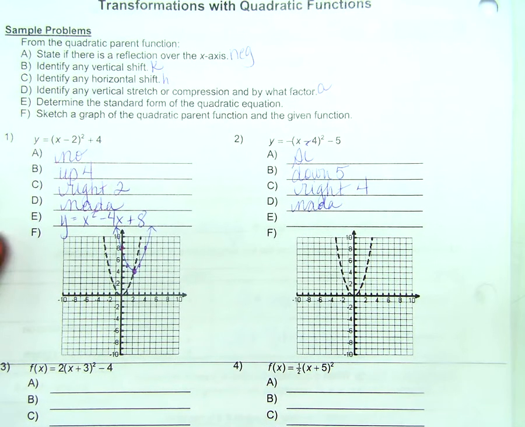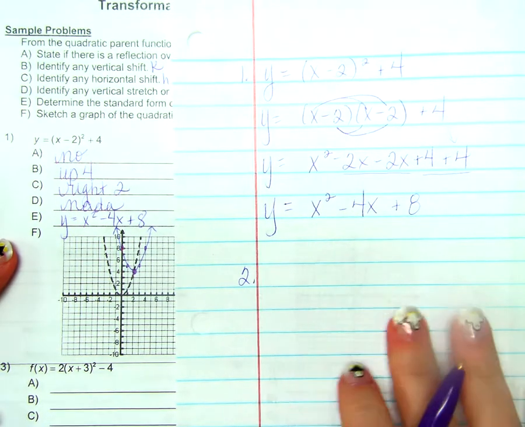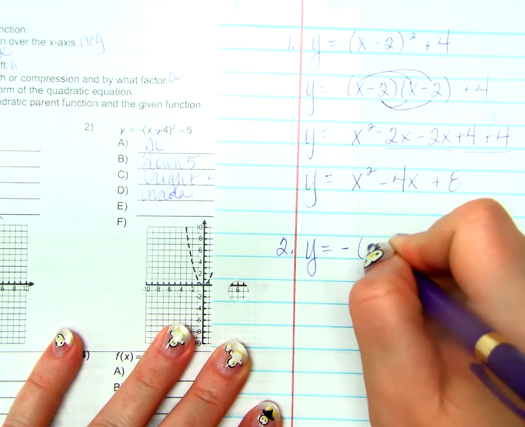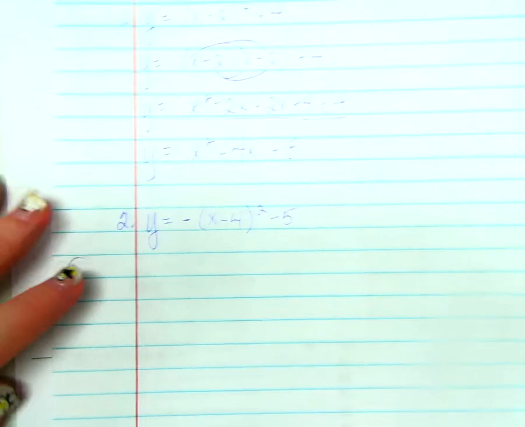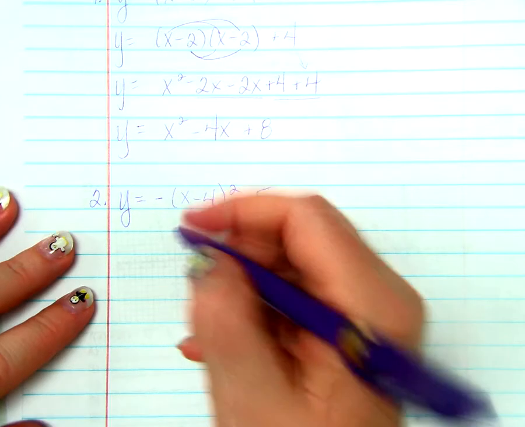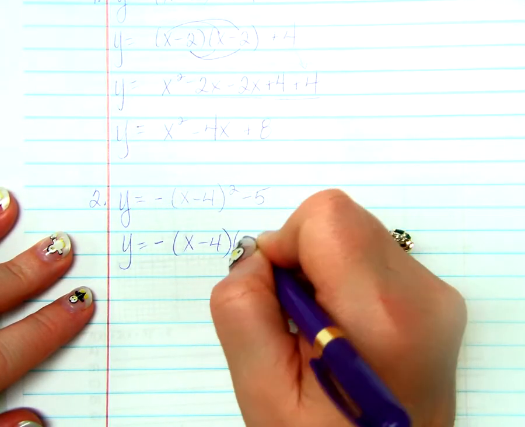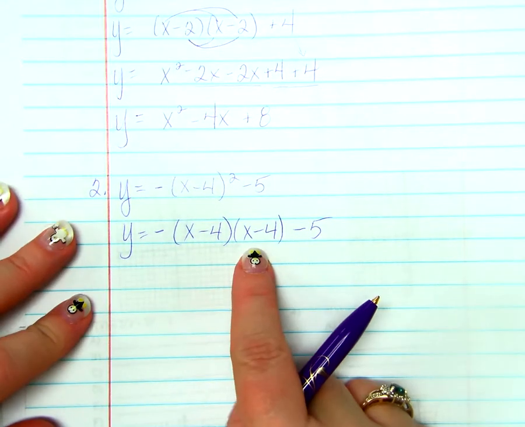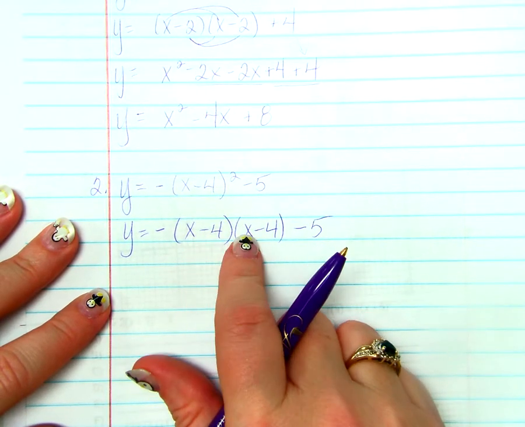What about E? Determine the standard form. How do we do this again? Do I need to do it slow or do you want me to just do it and you check your work? Slow? Okay. Y equals a negative times x minus 4 times x minus 4. Everybody understand why it's x minus 4 times x minus 4? Because this one is x minus 4 squared. Anything squared is just that times itself.